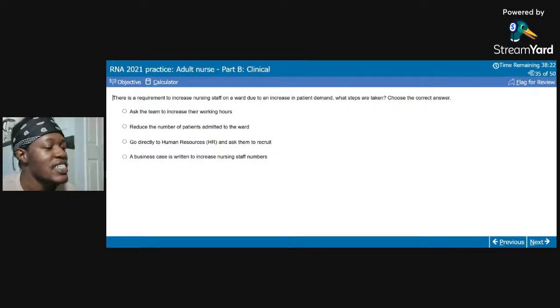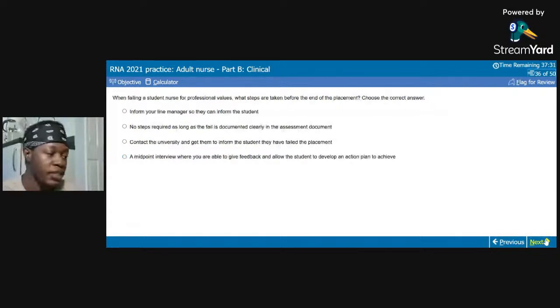And option D says a business case is written to increase the number of nursing staff. Okay, sorry about that. A business case is written to increase the nursing staff. So we'll go with D because I believe not everybody can just go to the HR to ask for increments and stuff.